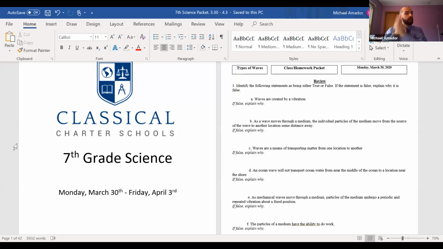Waves transport energy. They do not transport matter. This is false. Waves are not a means of transporting matter from one location to another. The matter doesn't move from one place to another. It just goes back and forth.